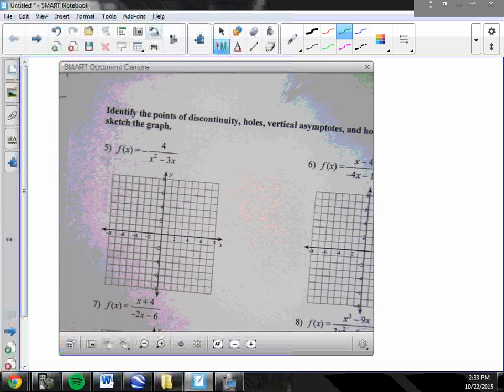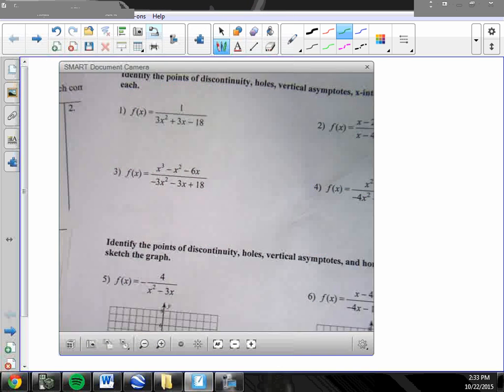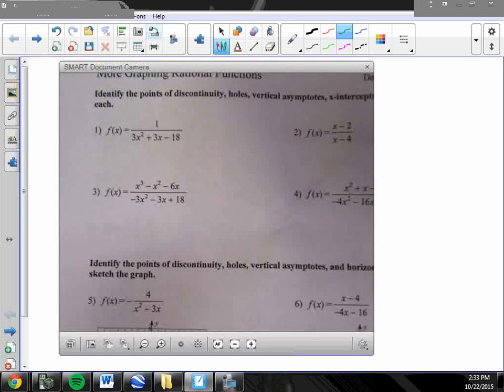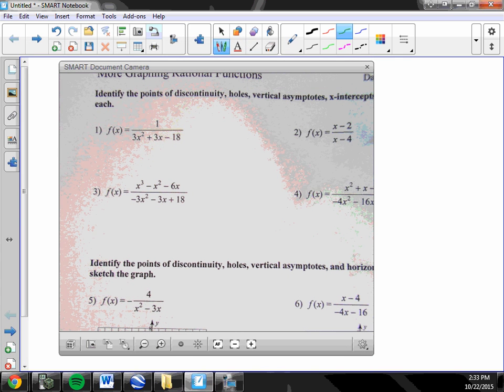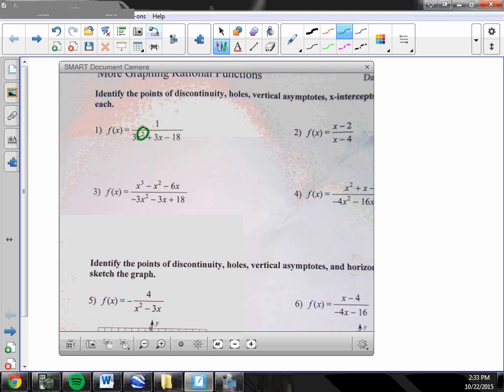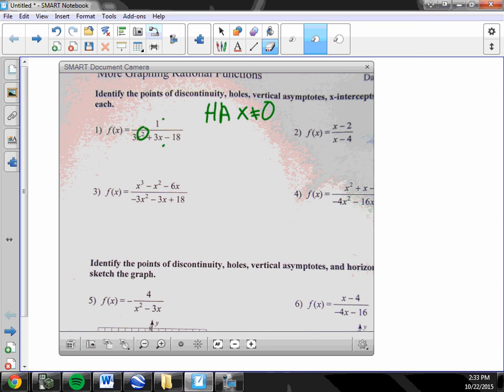Let's do number 1. First off, does this have an HA? We check the degrees. The degree of the bottom is 2, and the degree of the top is 0. It's x to the 0. So the bottom is bigger than the top, so the HA is y equals 0. Okay? Let's find the roots.